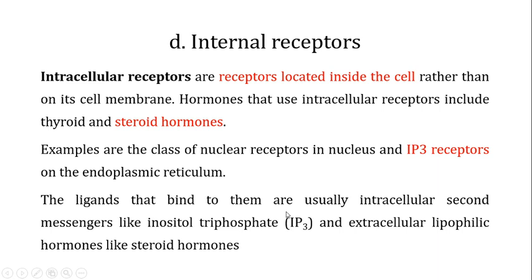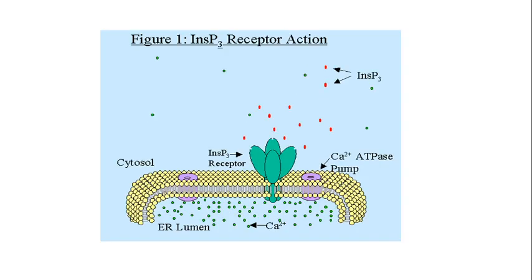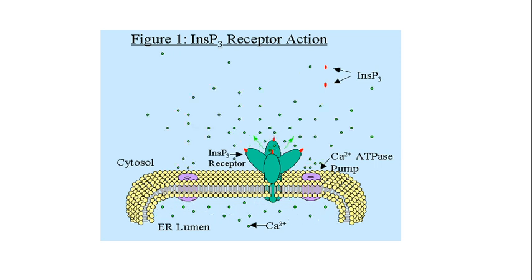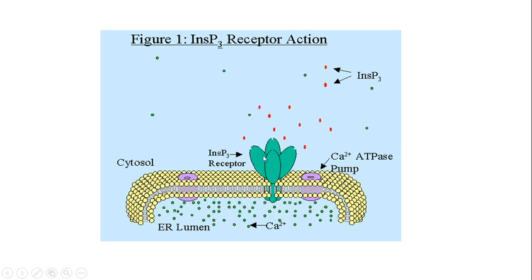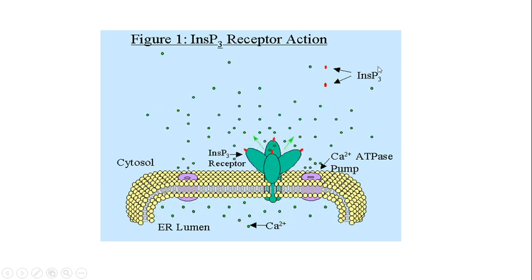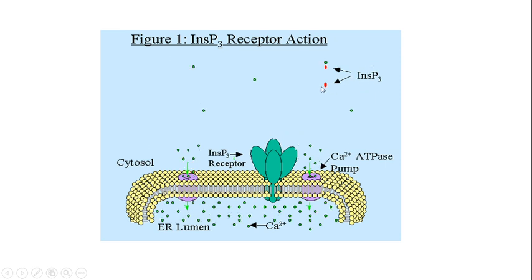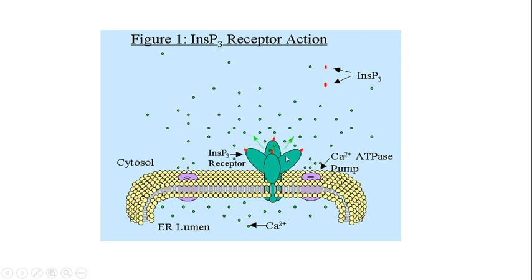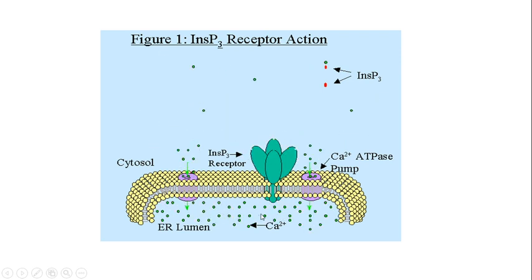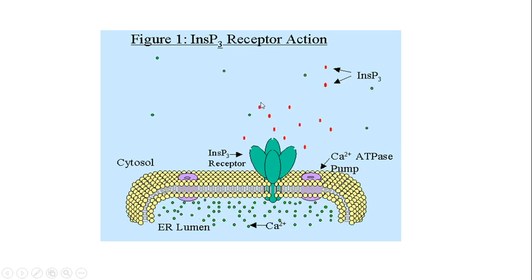But sometimes these second messengers, like IP3, are made inside the cell, and then they interact with the receptors present inside the cell. Now this is the IP3 receptor which is present on the endoplasmic reticulum. If you can see over here, this part is showing you the IP3 receptors, and these red ones are the IP3 molecules. When they bind to this receptor, it opens up and the calcium moves from the endoplasmic reticulum into the cytoplasm of the cell.